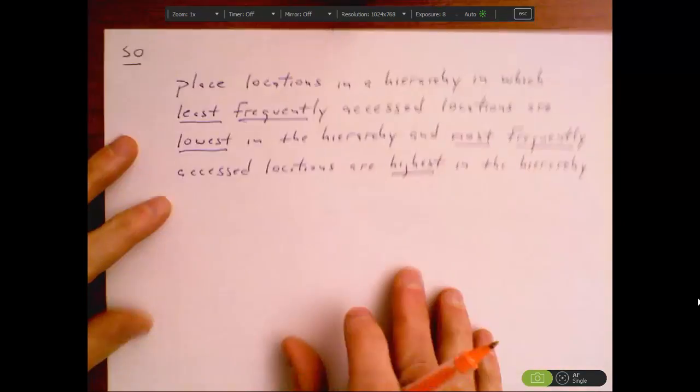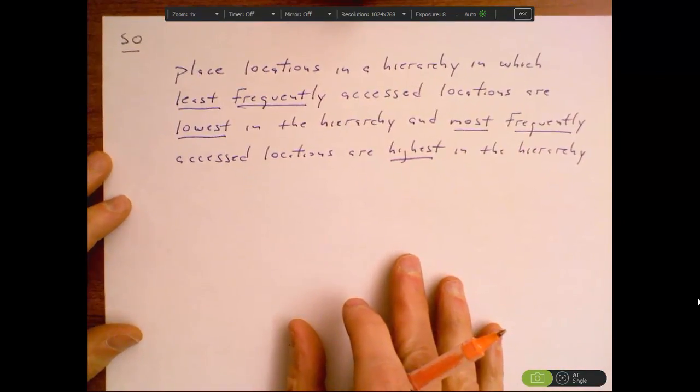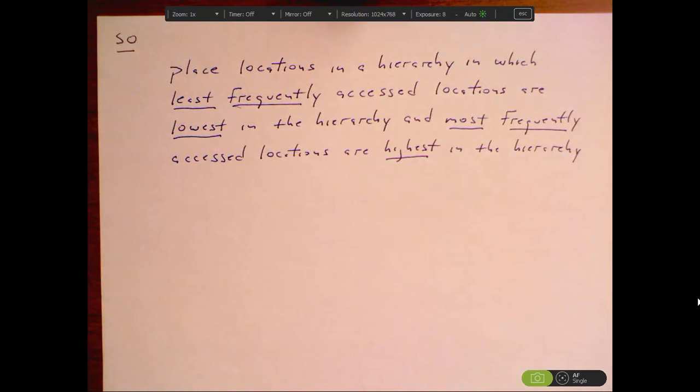So the basic principle here is we're going to place locations in a hierarchy in which least frequently accessed locations are lowest in the hierarchy. In other words, in lower performance but lower cost memory. And most frequently accessed locations are highest in the hierarchy, in the highest performing but also highest cost memory.